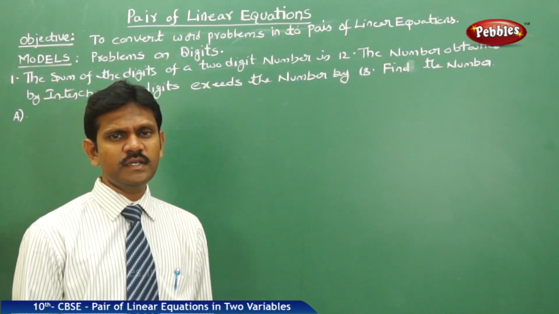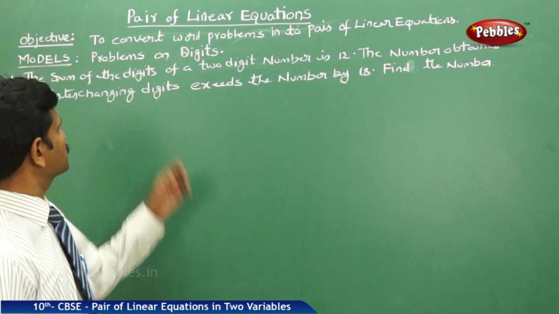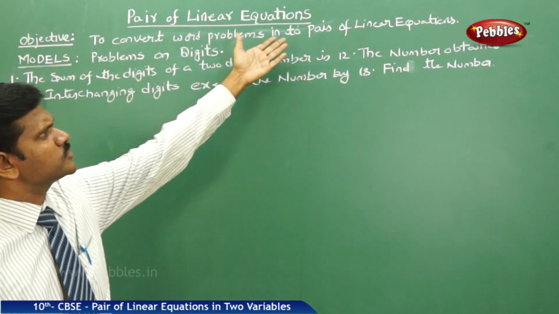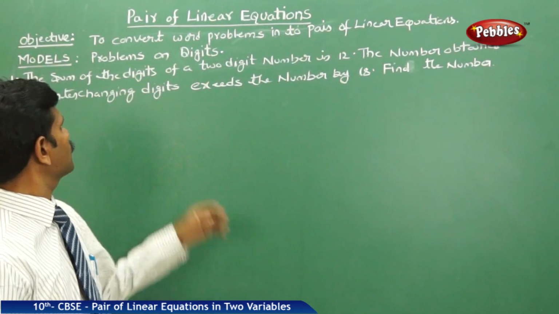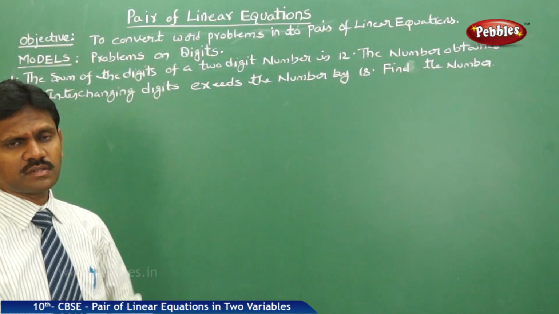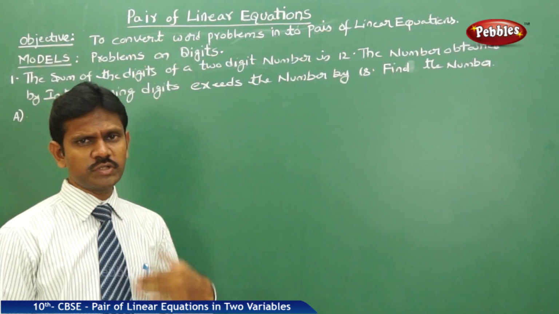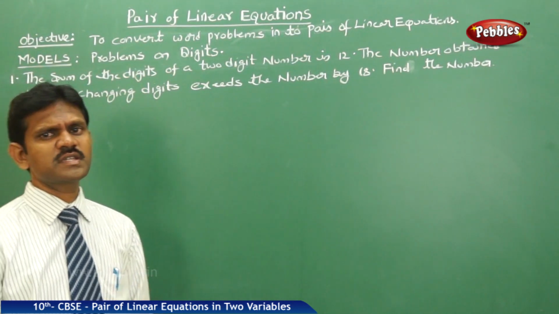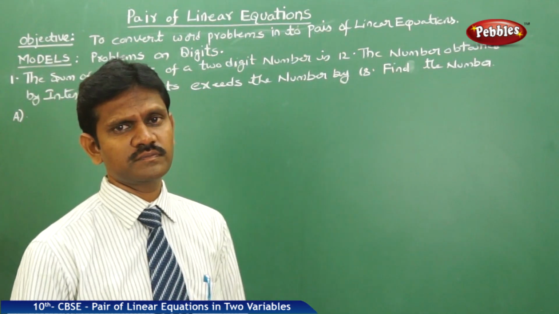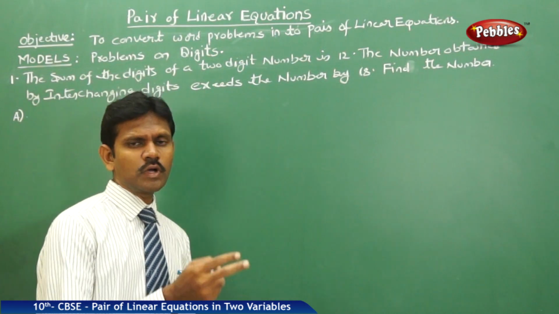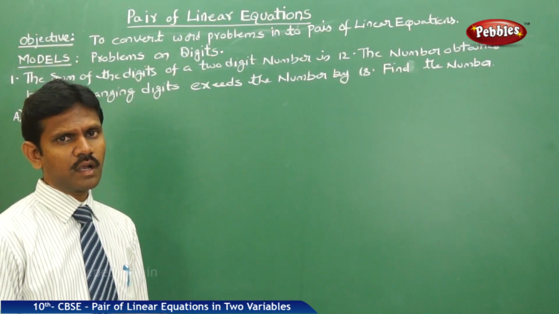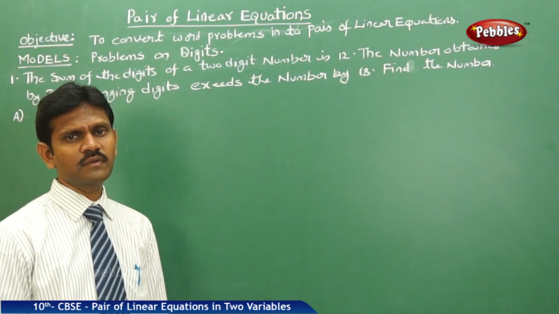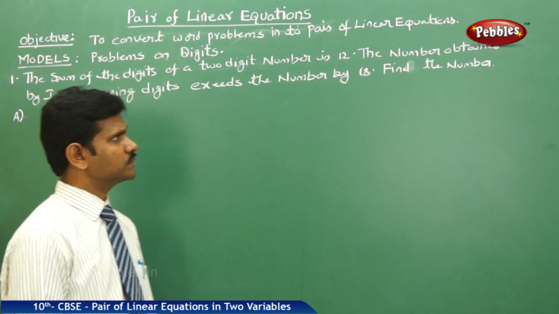Okay, our next model is to convert the word problems into a pair of linear equations. Now, the problems on the digits. Problems on the digits mean a two-digit number and the relation between the unit digit and the tens digit, and at the same time the tens digit to the unit digit. With the help of that relation, you have to form the linear equations and you can solve for the values of the unit digit and the tens digit.